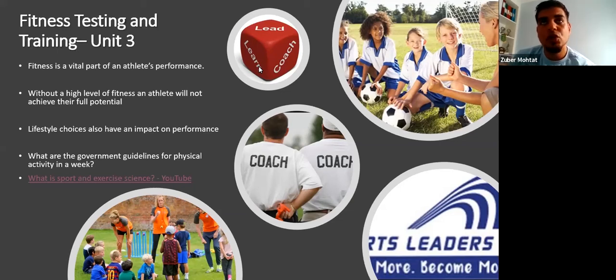So if I just give you a bit of a clue, I'll actually tell you: 150 minutes of moderate exercise a week. So something like walking or jogging or moderate cycling, or 75 minutes of vigorous activity where you're working at high intensity. So playing sports, it could be something like netball or football, basketball, tennis, those types of sports. Okay, so I'm just going to show you the video now.